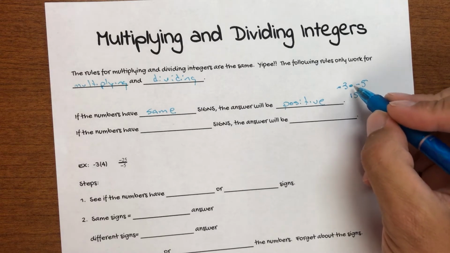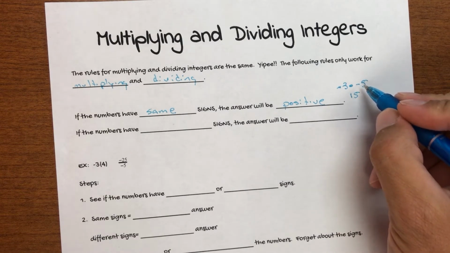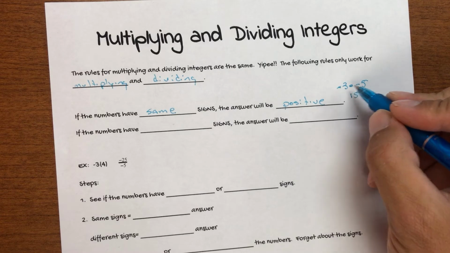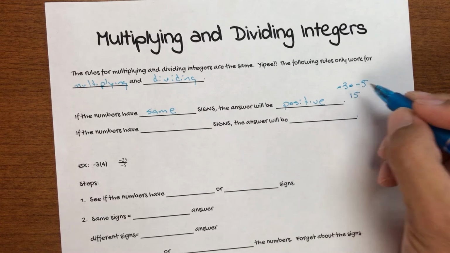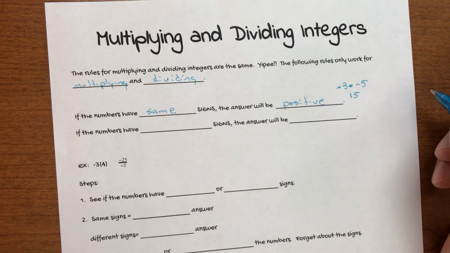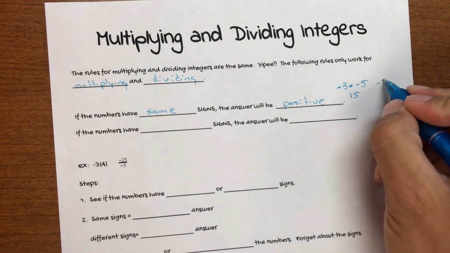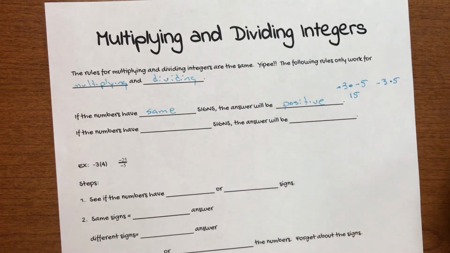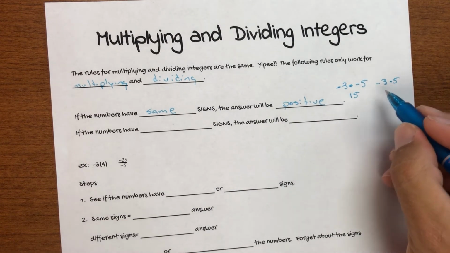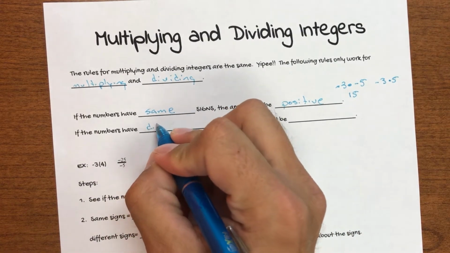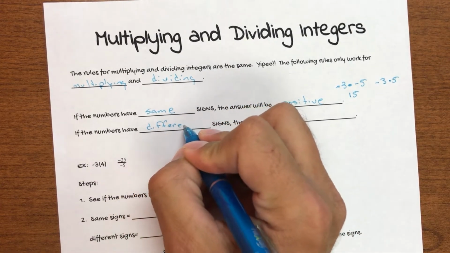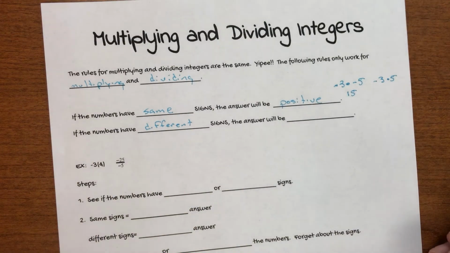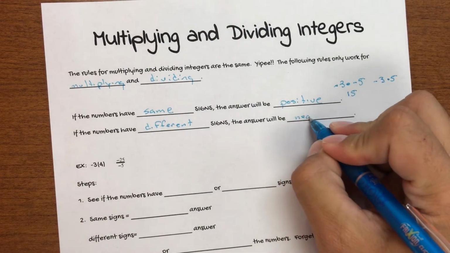And that's the biggest difference. If I were to add these together, my answer would be a negative number. But when I'm multiplying, the same sign means that it's a positive answer. Now, if my signs were different, if this was -3 times a positive 5, we'll write this down here. If the signs are different, the answer is going to be negative.